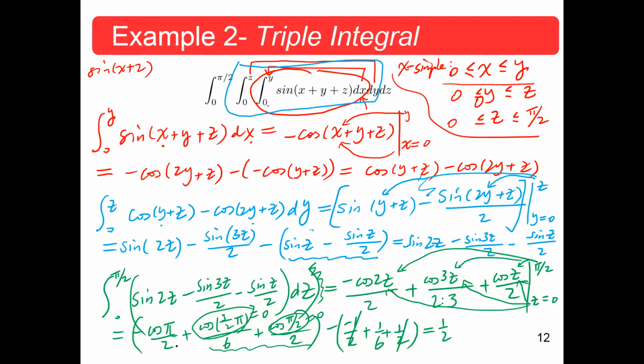So I just have 1/2 minus 1/6. So that's 1/3, right? So eventually I got 1/3 for this double integral. Good so far, guys? Yep. Okay, yeah.